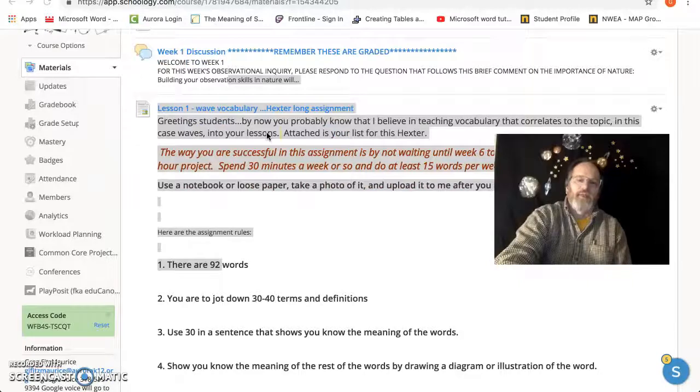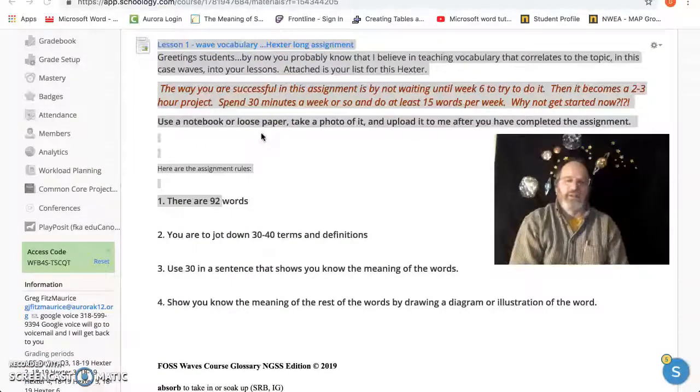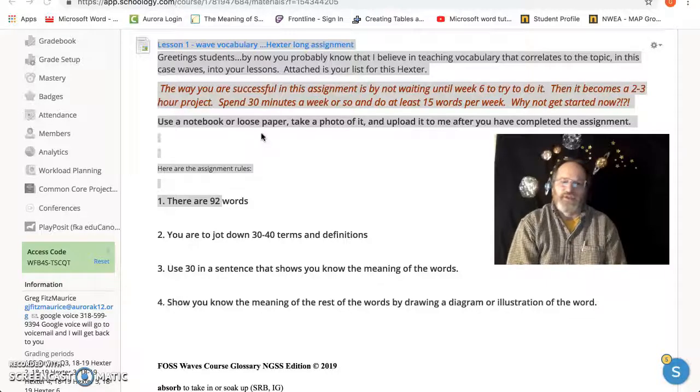All right, then there is an extra long assignment, which means you have 6 weeks to complete this, a wave vocabulary assignment. And by now you know teaching vocabulary is something that's crucial in science. And attached is your list for this Hexter. And the way you are successful is by not waiting until week 6 to try to do it. Then it becomes a 2 to 3 hour project and you're freaking out.